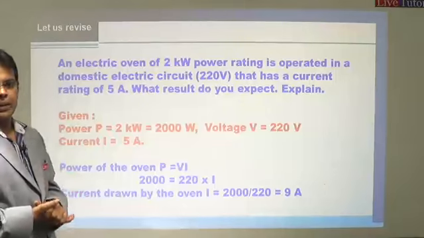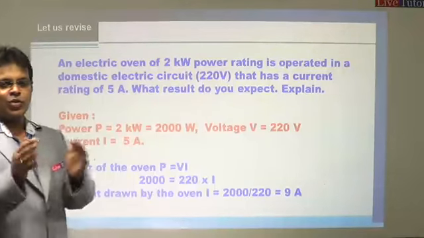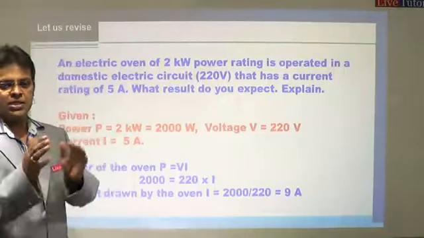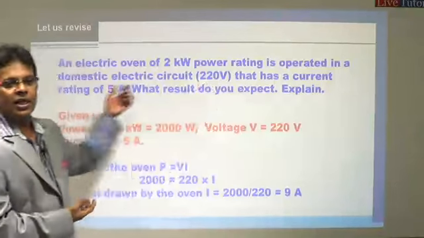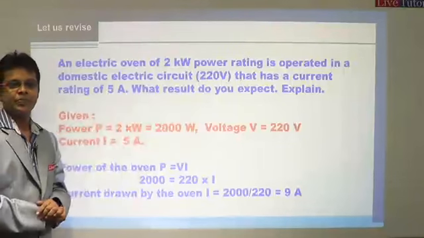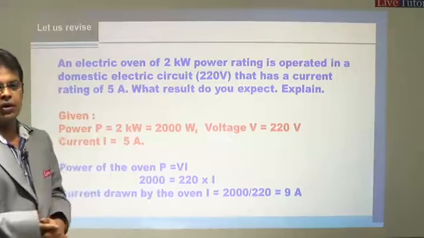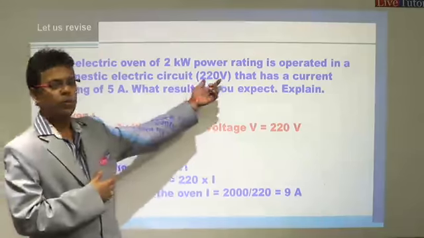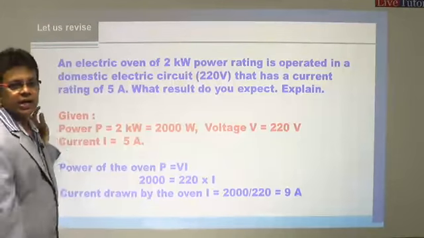The next one is a simple problem only. An electric oven of 2 kilowatt power rating is operated in a domestic electric circuit which is having 220 volts and that has a current rating of 5 amps. What result do you expect? Explain. So in the usual way, the circuit connection in a home is carrying 220 volts and is having a rating of 5 amps current.